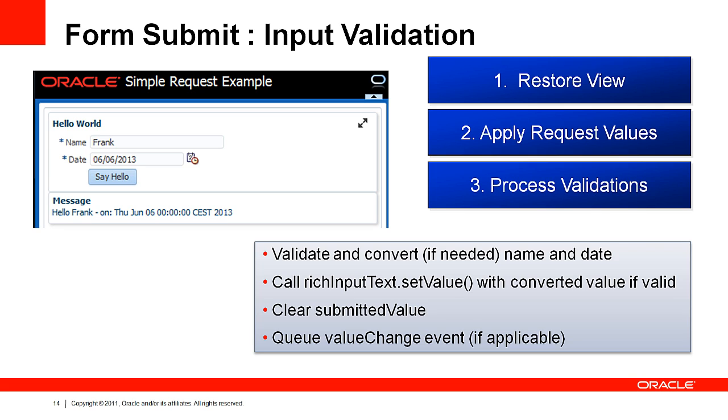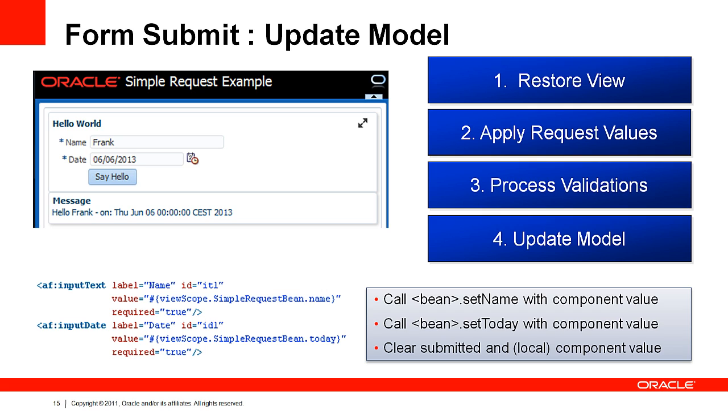If there is a change in the data, like in our case, we now have Frank and the date added into the form where previously the data had been empty. So now this would lead to a value change event to be queued so that listeners that are assigned to it can now handle this value change. Once this all is successful, the next step is to update the model.